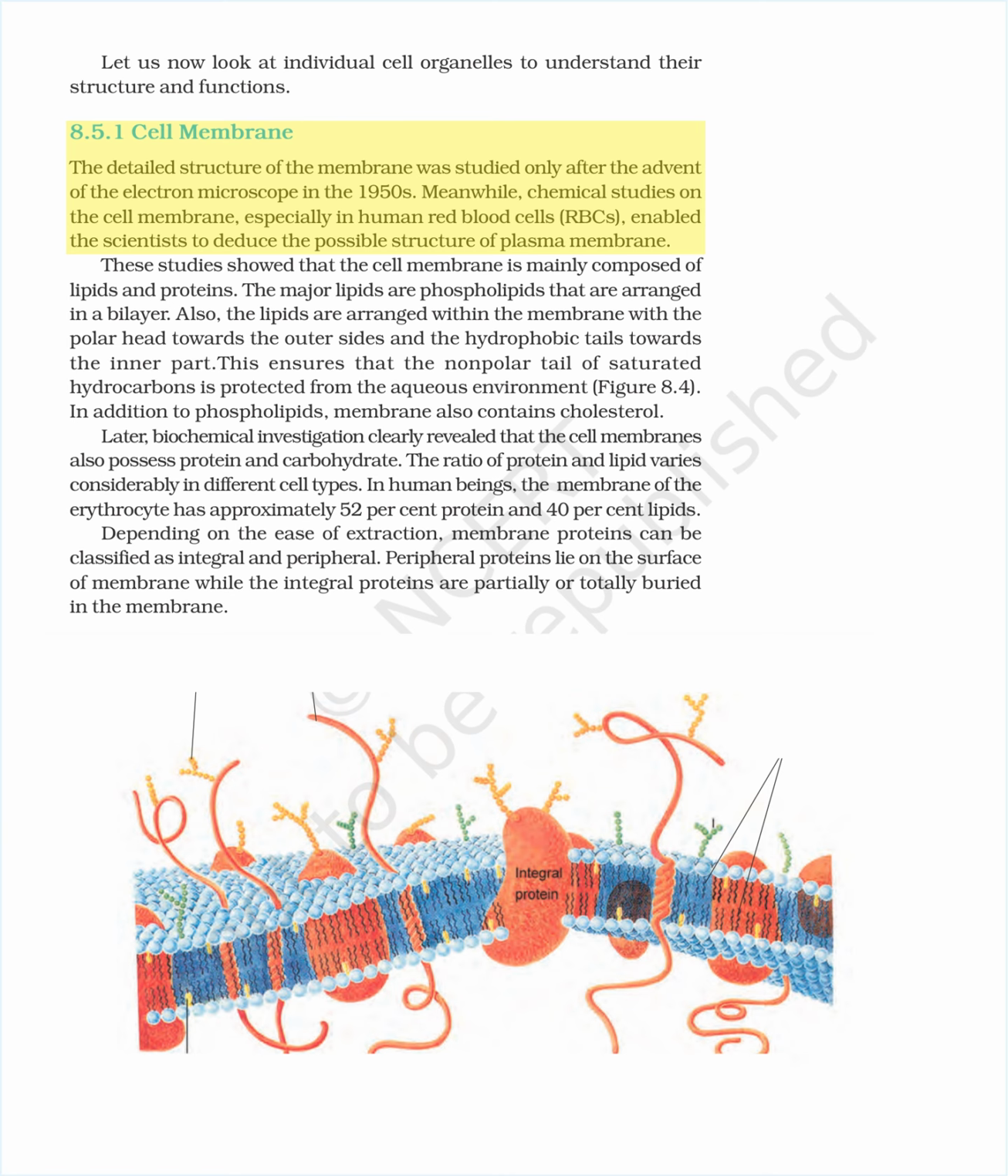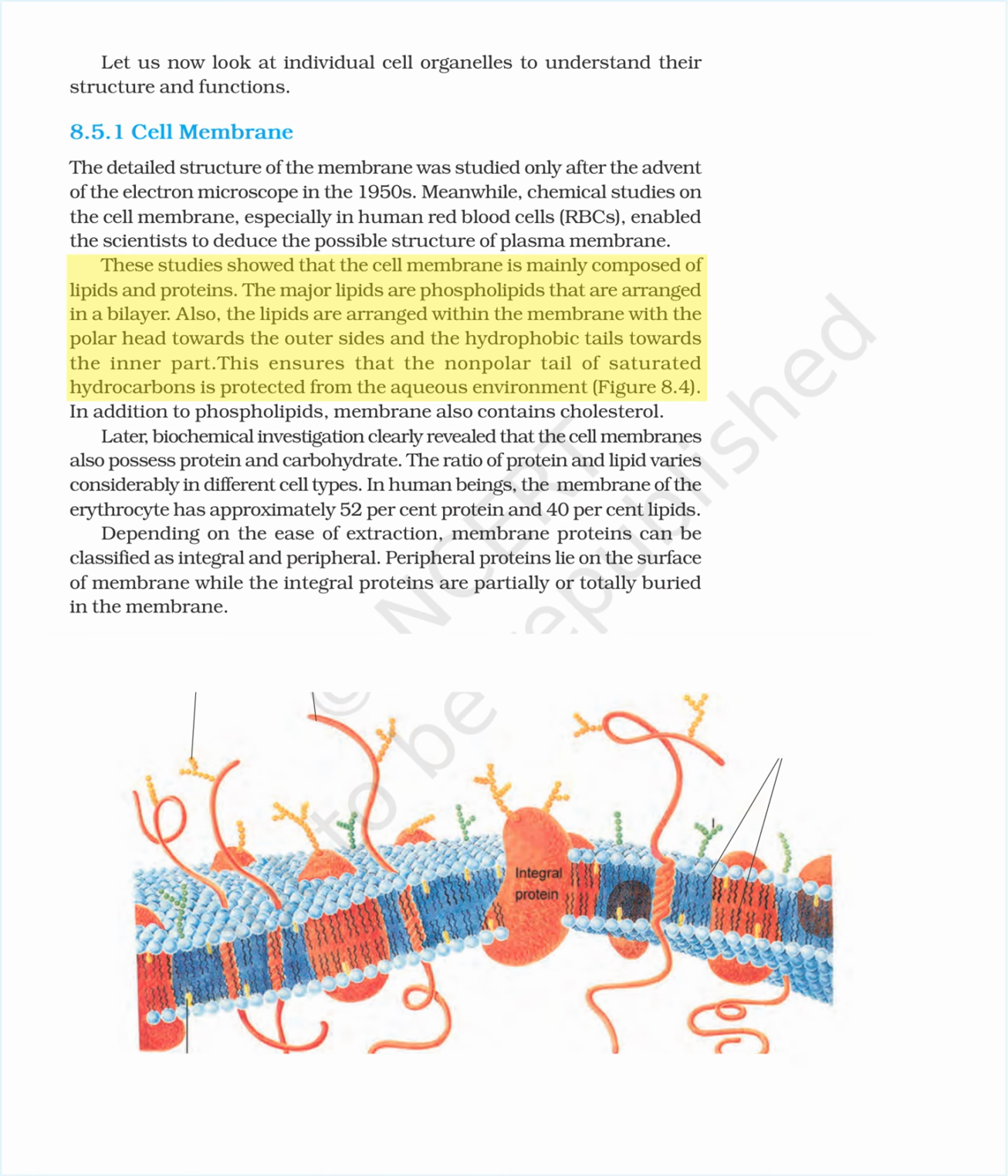The major lipids are phospholipids that are arranged in a bilayer. Also, the lipids are arranged within the membrane with the polar head towards the outer sides and the hydrophobic tails towards the inner part. This ensures that the nonpolar tail of saturated hydrocarbons is protected from the aqueous environment. Figure 8.4. In addition to phospholipids, membrane also contains cholesterol.